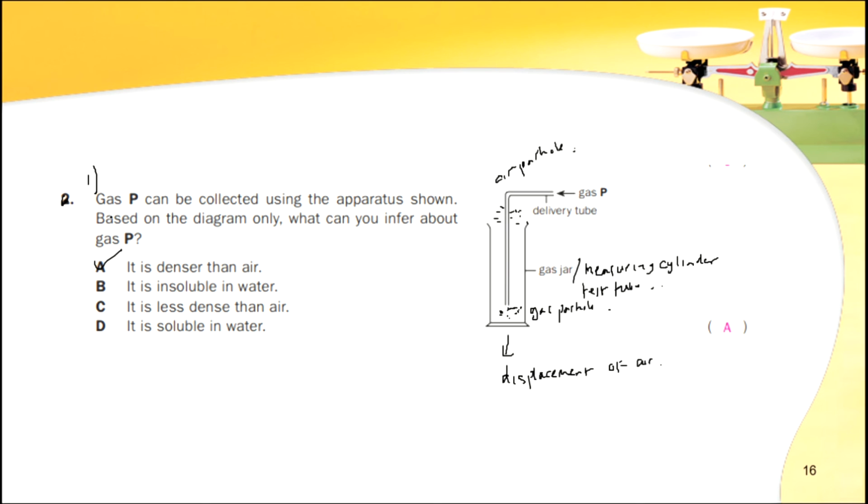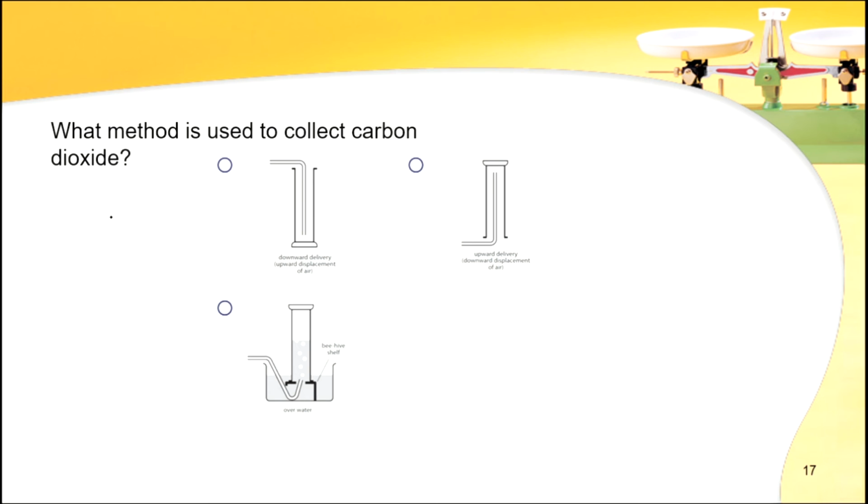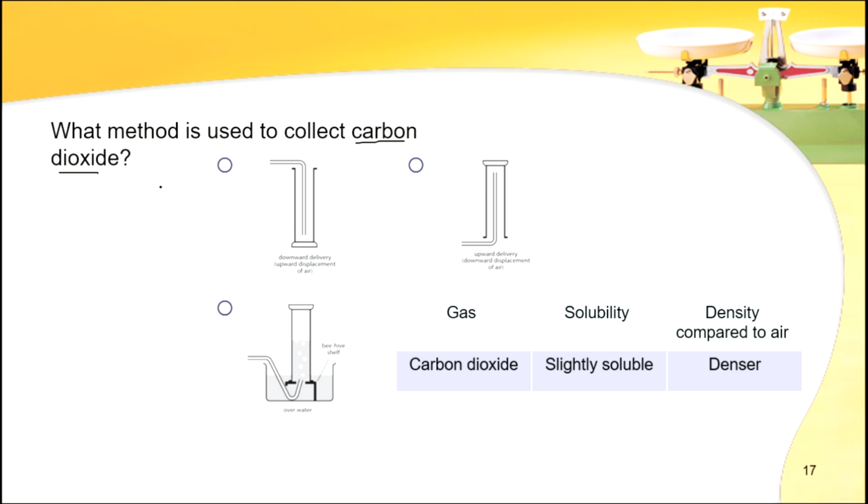What method is used to collect carbon dioxide? Which is the correct method? Let's look at the solubility of carbon dioxide. Carbon dioxide is slightly soluble. Because it is slightly soluble, we can use displacement of water. What is displacement of water? That is the correct answer. This is displacement of air.